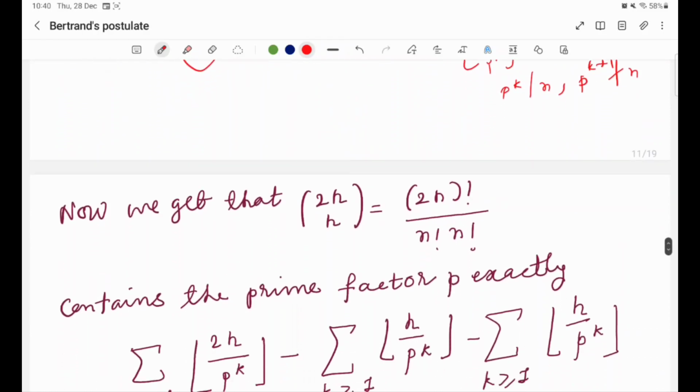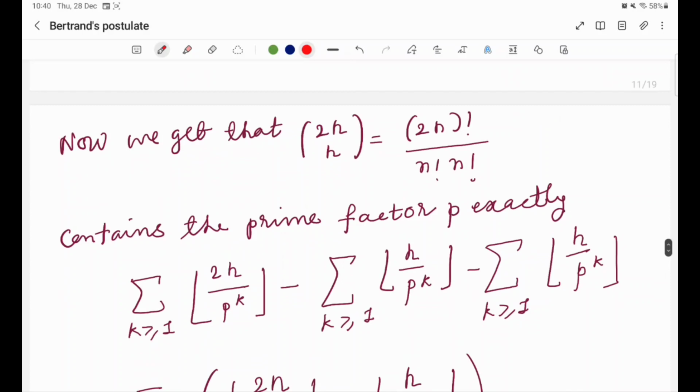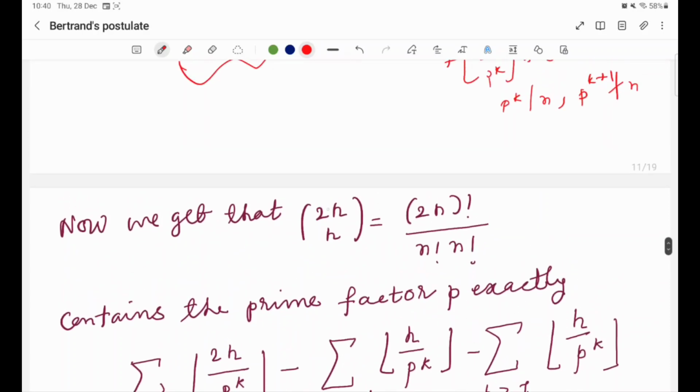Okay. Now we go to estimate 2n choose n. So what is 2n choose n? By the n choose k formula, that is n factorial divided by n minus r factorial times r factorial. So that would be 2n factorial divided by n factorial times n factorial, right?